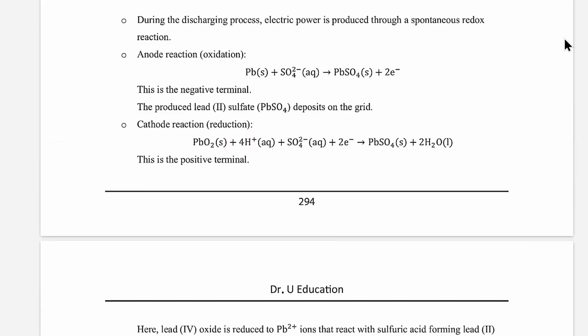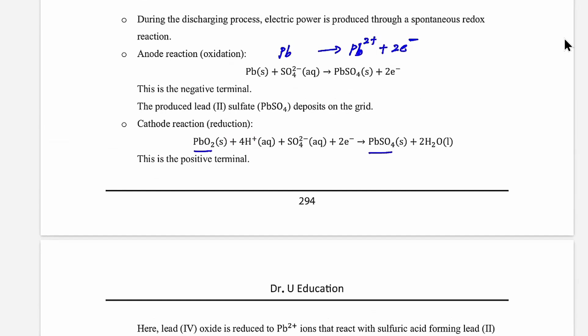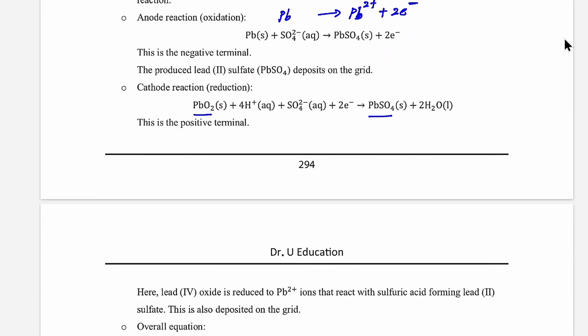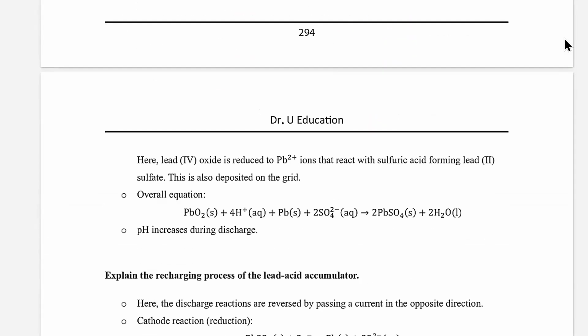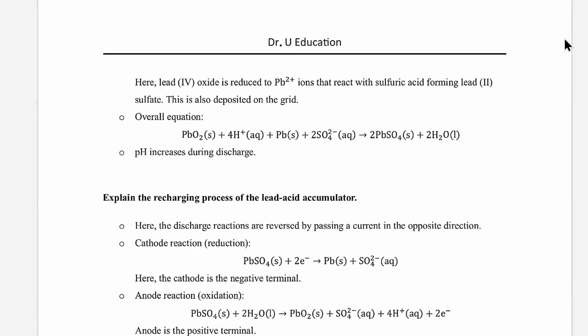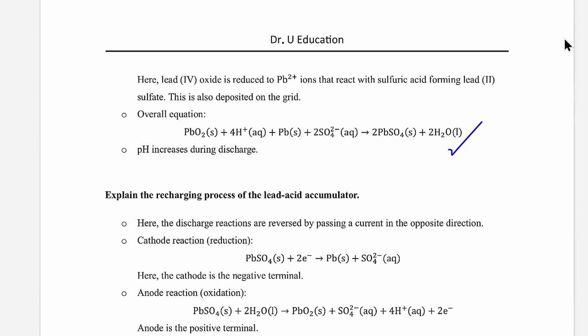Okay, so you are saying lead Pb becomes Pb2+, right? Then at the cathode, what is happening? Lead oxide becomes lead sulfate, right, by gaining electrons. So that we have to know. That's the architecture. The overall process we don't have to discuss. You just balance the equation and you get it.